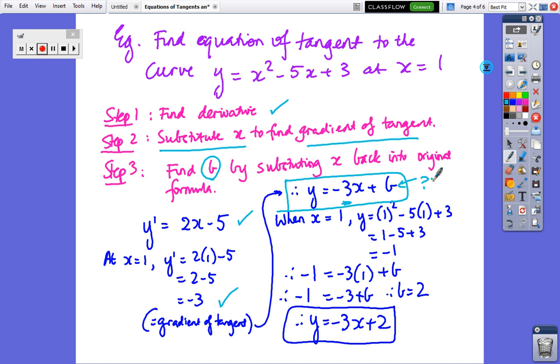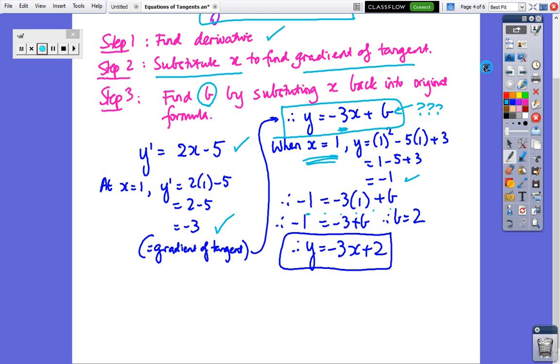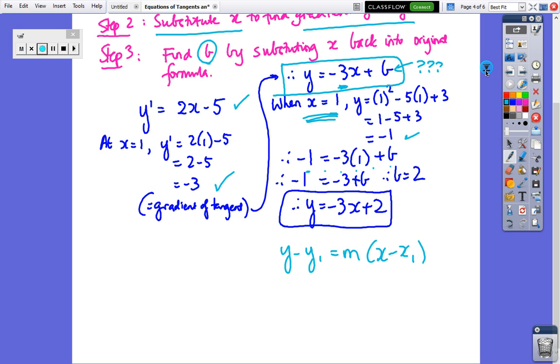That b we still don't know yet, but when x is 1, we can substitute back into the original equation and find what the y value is, and then just y equals mx plus b, and find the value of b. Now obviously there is another way of doing it, and that's y minus y1 equals m bracket x minus x1. So we'll do it quickly.